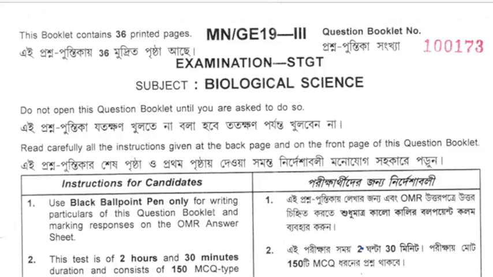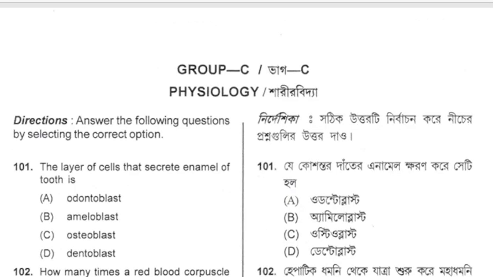Hello everyone, welcome to another video as we are solving the previous year question paper of STGT Biological Science. In the earlier two videos we have solved the question paper from the group A and group B sections. So here we are going to solve the group C section, that is from human physiology.